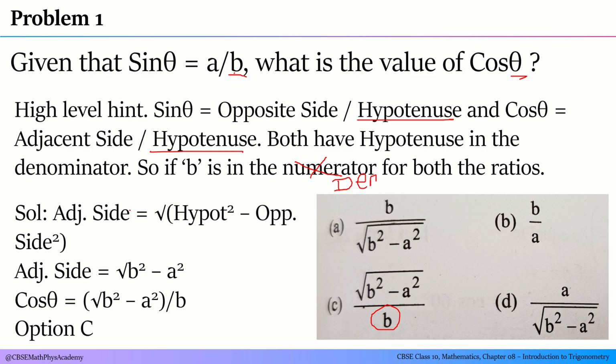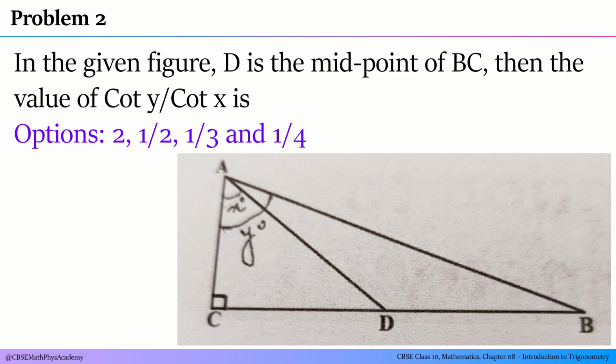The solution: you need the adjacent side to calculate cos theta, because cos theta is equal to adjacent side by hypotenuse. Adjacent side is equal to the square root of hypotenuse square minus opposite side square, which is the square root of b square minus a square. So cos theta is root of b square minus a square by b, which is option C.